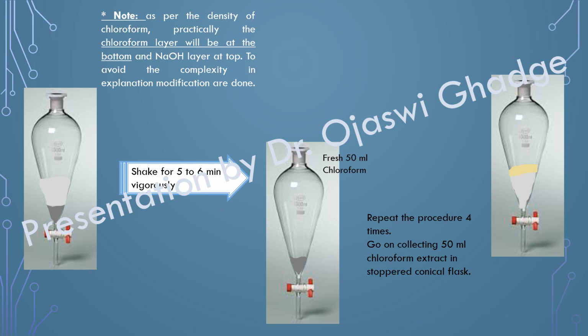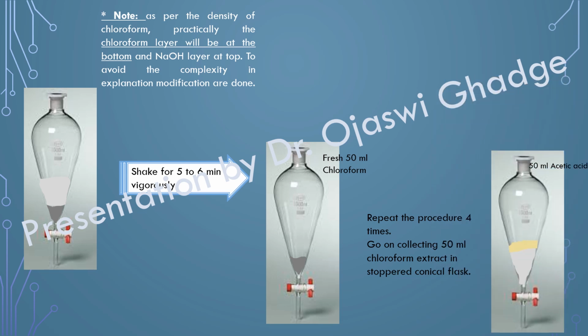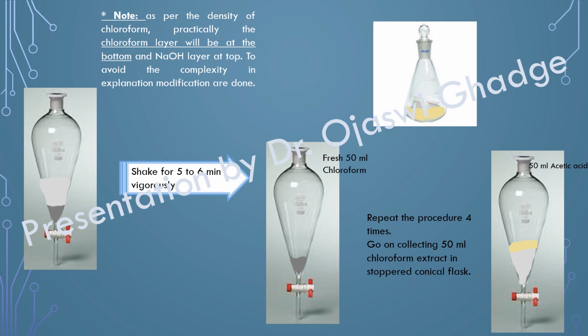Now to this add 50 ml of acetic acid. The molarity of acetic acid and NaOH you can refer to in the procedure. Now this 50 ml acetic acid is added to the chloroform. From the chloroform layer, trimethoprim will enter the acetic acid. This is also shaken for 5 to 6 minutes very vigorously, and then this layer of acetic acid is collected in a fresh stoppered conical flask, a new or washed conical flask.